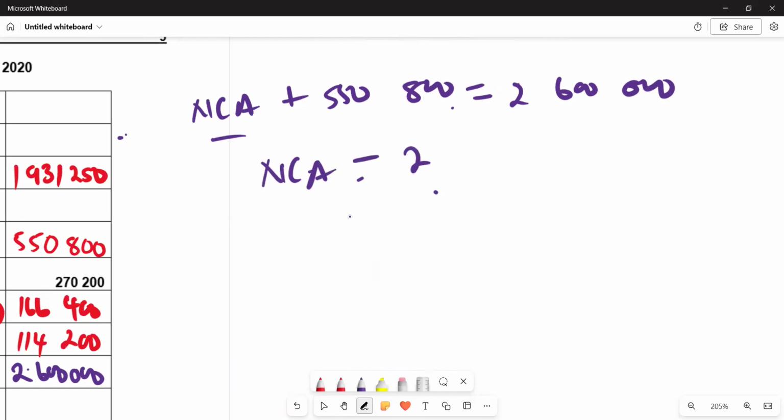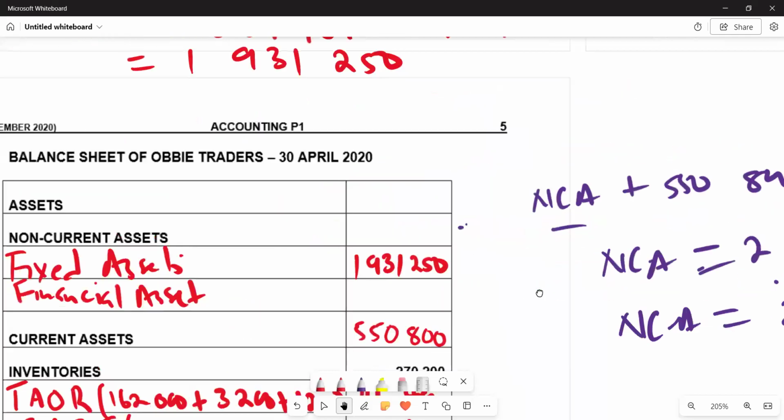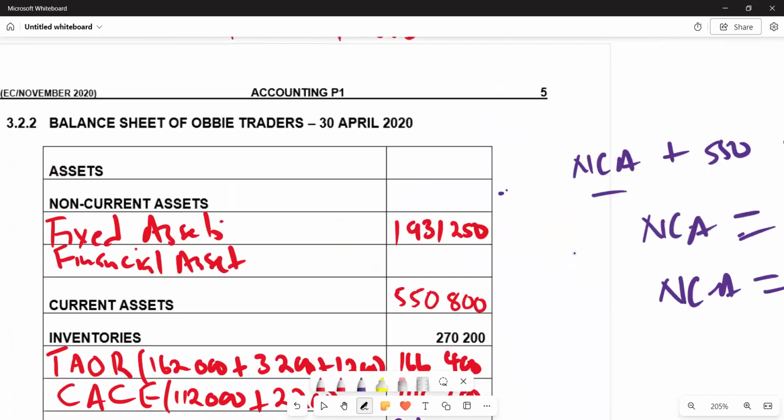The formula becomes 2,600,000 minus 550,800. Then we calculate, and we are going to see that the figure for non-current asset that you are going to get is 2,049,200. So this is the figure for total non-current assets. It's supposed to come in here as non-current asset, 2,049,200.